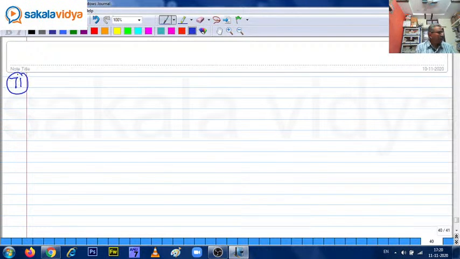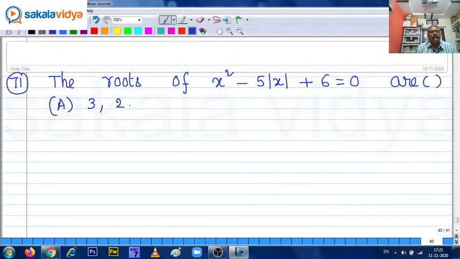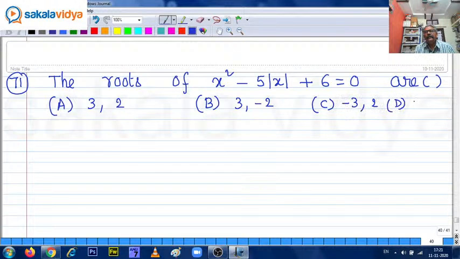Seventy-one. The roots of x square minus 5 mod x plus 6 equals to 0 are: option A 3, 2; option B 3, -2; option C -3, 2; option D plus or minus 3, plus or minus 2.